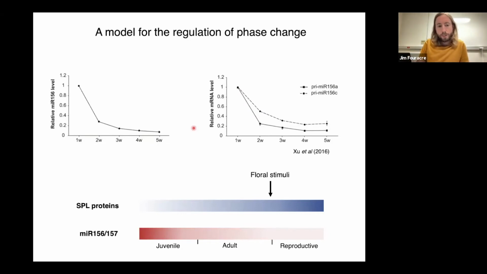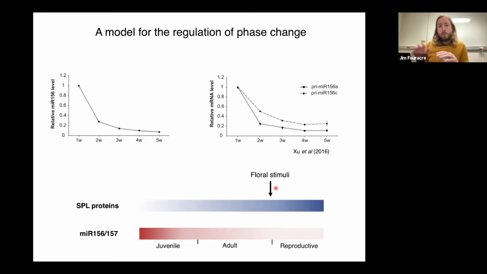It's this temporal decline in 156 that underpins our understanding of how phase change works, in that the temporal decline in 156 expression leads to a concomitant increase in the accumulation of targets in the SPL gene family, and it's this increase in SPL products that triggers the switch from juvenile to adult growth. And this precedes the subsequent switch to reproductive growth following inductive conditions.